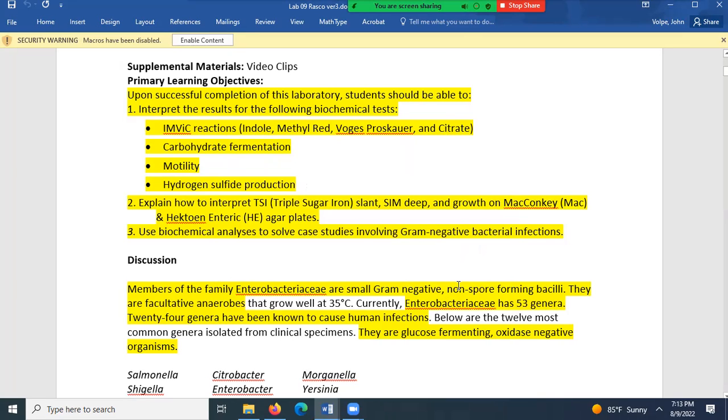Be able to explain how to interpret the TSI, that's triple sugar iron slant, which is a test, the SIM deep, and then growth on MacConkey's or HE, Hektoen enteric agar plates. Each of these is a test that actually runs more than one test at one time. Then use biochemical analysis to solve case studies involving gram-negative bacterial infections. You will have case studies today in the lab.